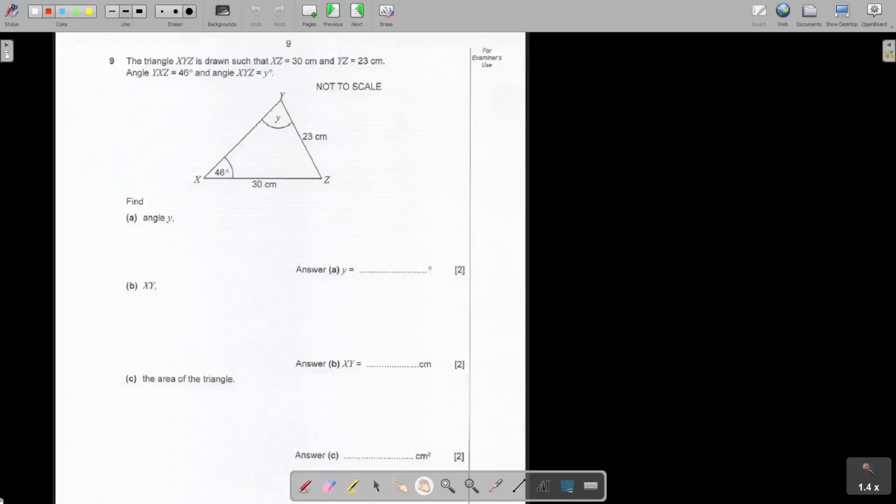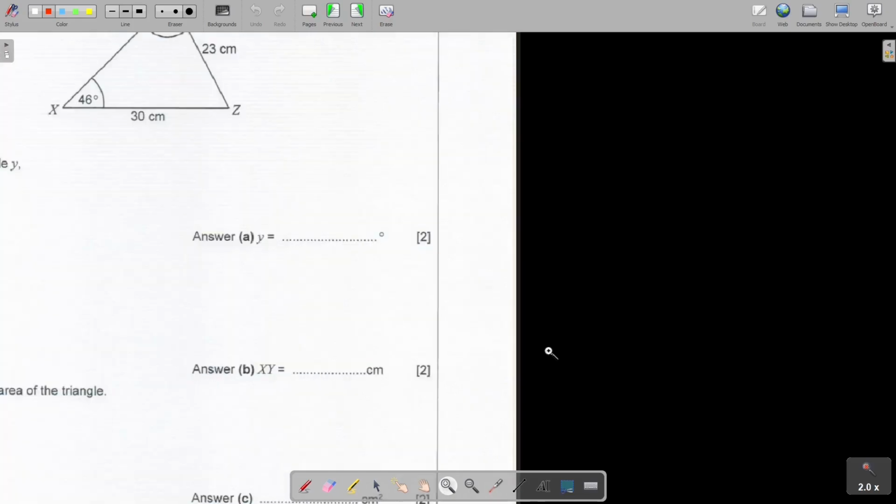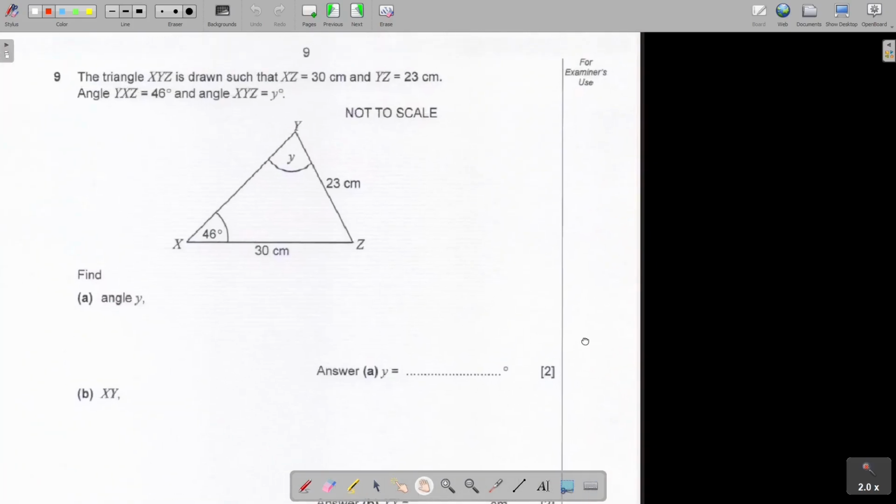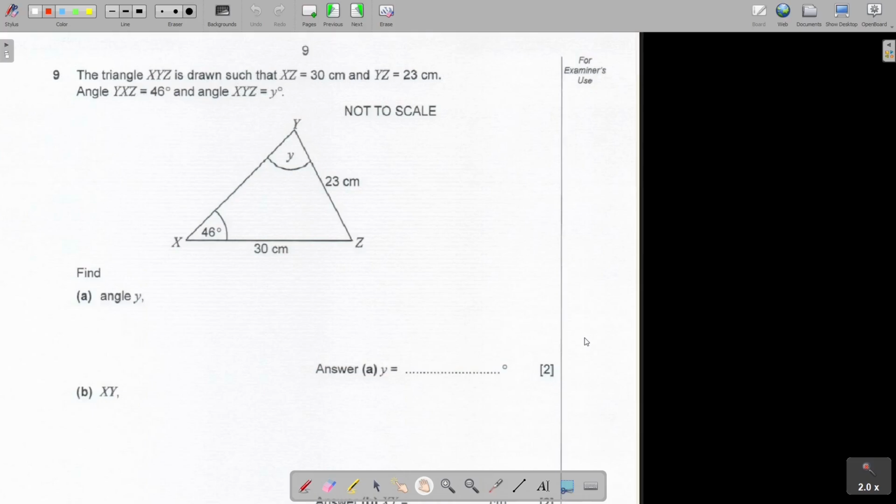Question number 9. The triangle XYZ is drawn such that XZ is 30, YZ is 23, they show you. Angle YXZ is 46 and XYZ is Y. Okay, I'm just going to make it a bit bigger. So it looks like trigonometry. So find angle Y.